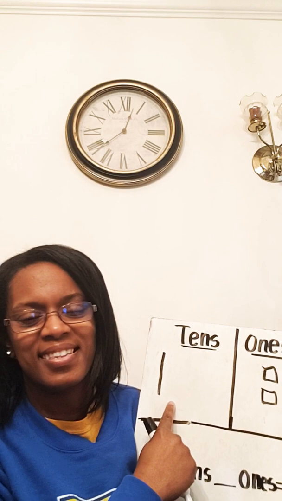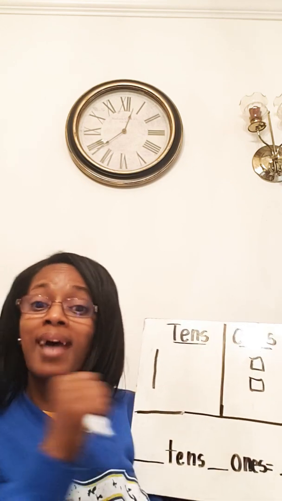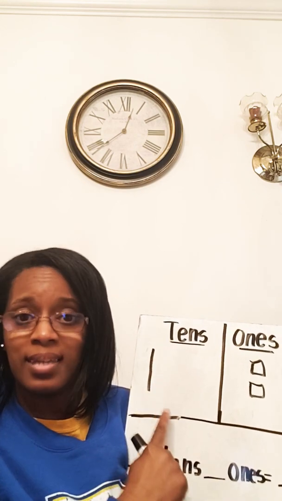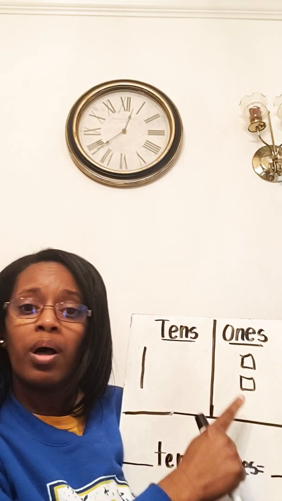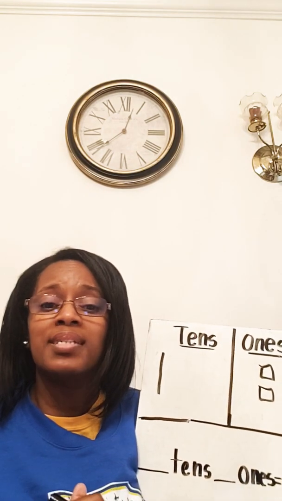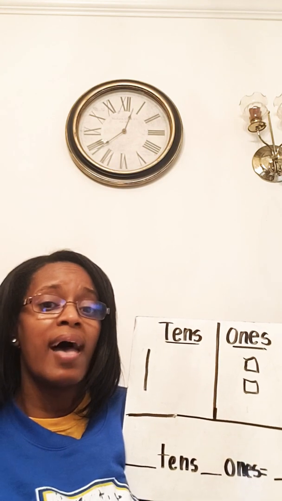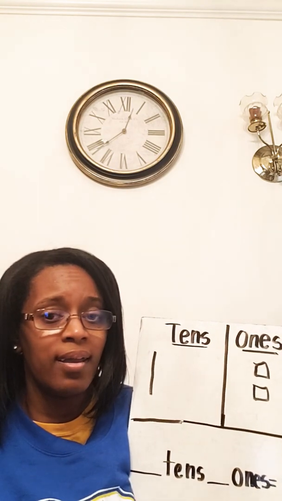Tens, tens, ones, ones. I got my tens, tens, ones, ones. You put it all together and you have a double digit.